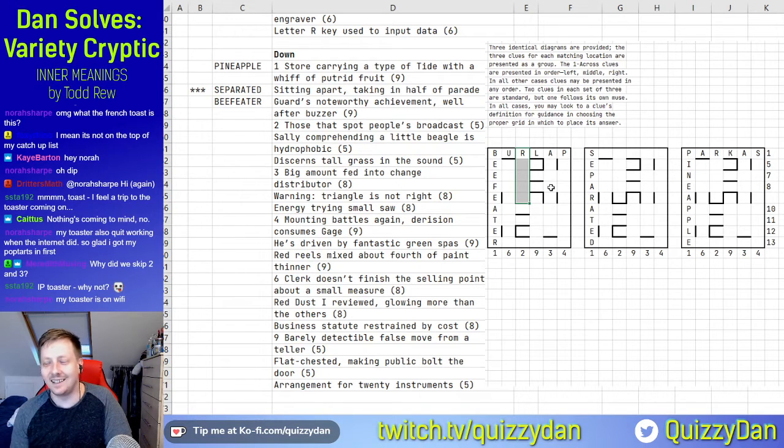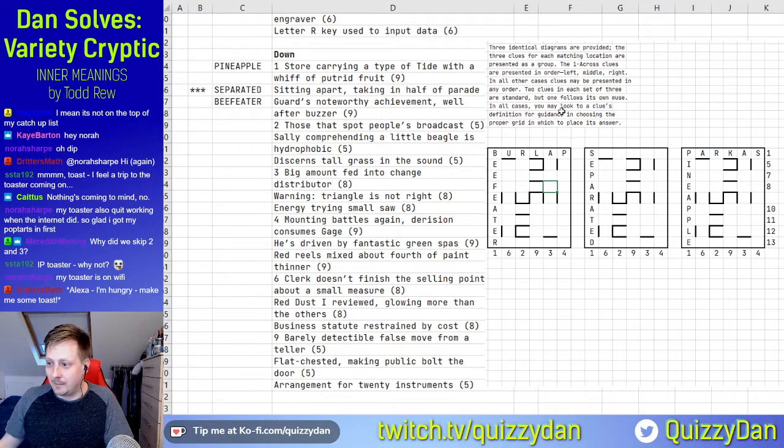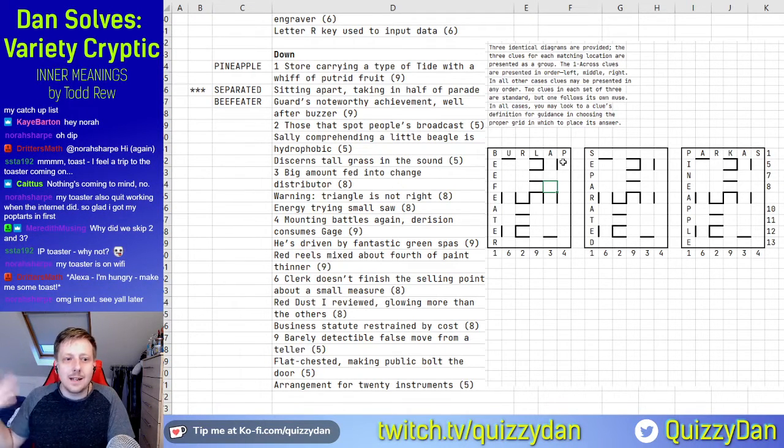So even if we do get the R, your toaster's on Wi-Fi. Amazing! I just want to hack it right away. I have no idea how to hack things. I just want to.